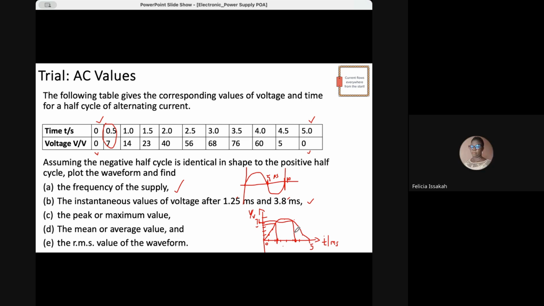Yes, sir. For the 1.3 I had 15 volts. 15, okay. And for 3.8 I had 68 volts. Hello, sir. Please, is it 1.25 or 1.3? 1.25. And we have another one as 3.8. Okay, I thought I heard him say 1.3.